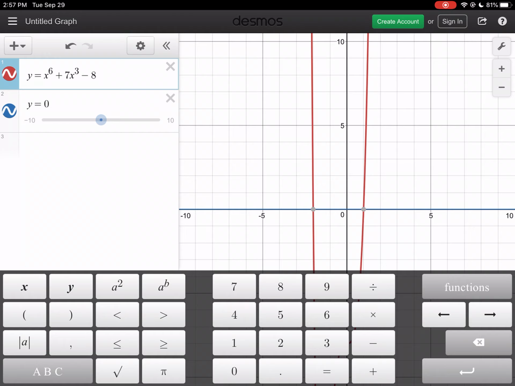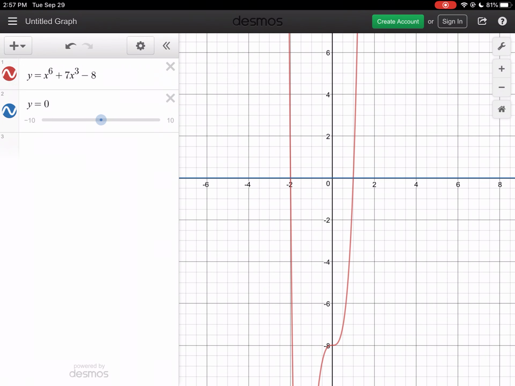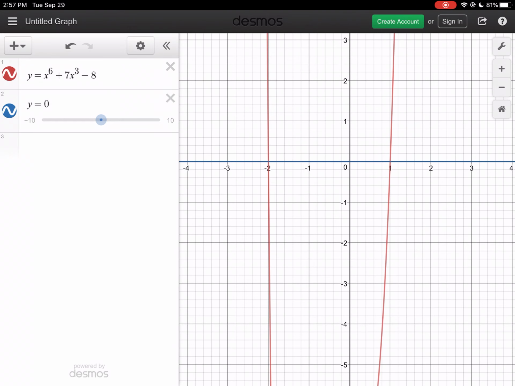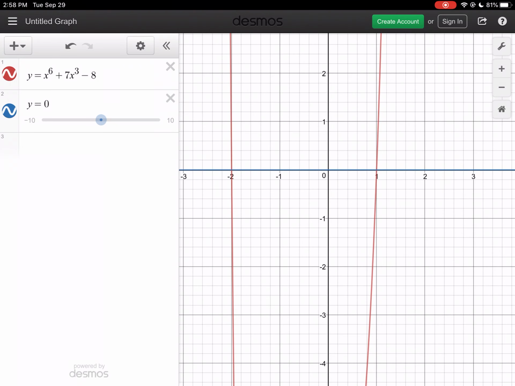Where the blue line and the red graph intersect are where your solutions should be. And we already found the solutions. We said it was 1 and negative 2, and if you look, they do intersect at negative 2, and they do intersect at positive 1, which are the answers that we found when we did the problem algebraically.